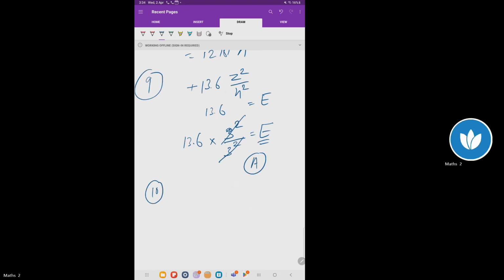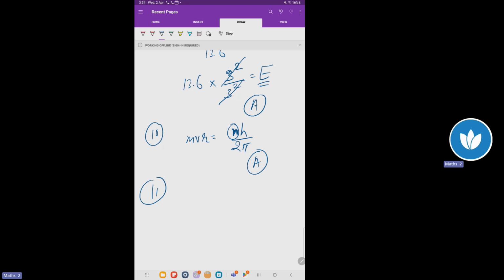10. An orbital electron in the ground state of hydrogen has an angular momentum L1. Angular momentum mvr is equal to nh upon 2 pi. It depends only on orbit number or main quantum number. So both are in the first orbit. So L1 is equal to L2. Option A.